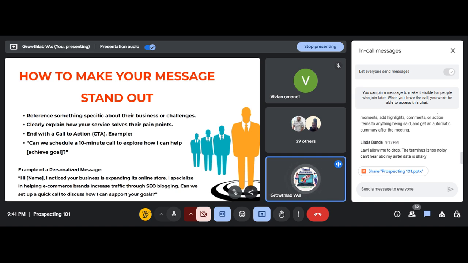Then the second thing is you should clearly explain how you will solve their problems. Business owners are busy people. The last thing they would want is an extra problem from someone they don't know. So if they are going to read your message or your outreach, then you better make it worth their time. So you should clearly explain and don't be general.